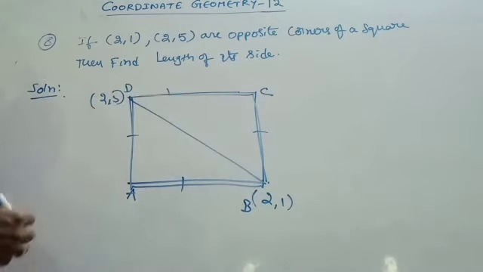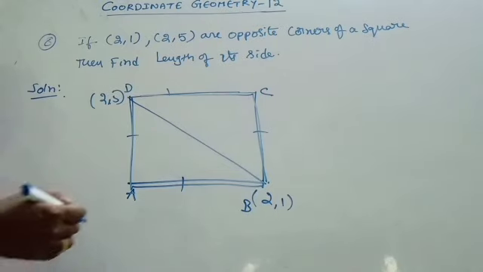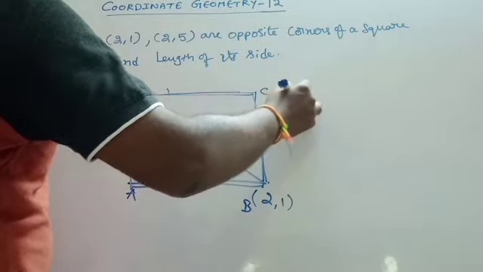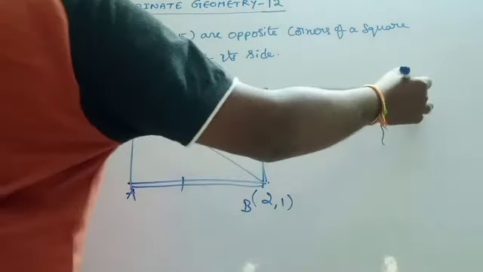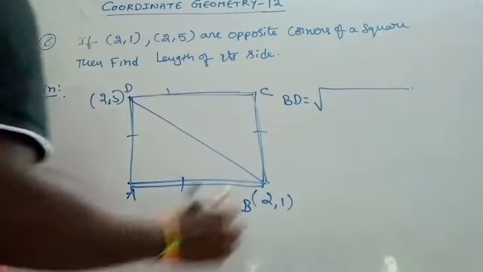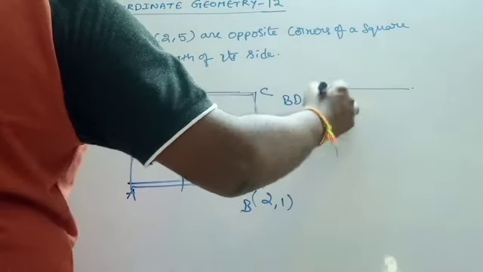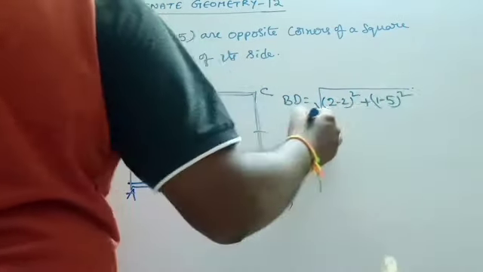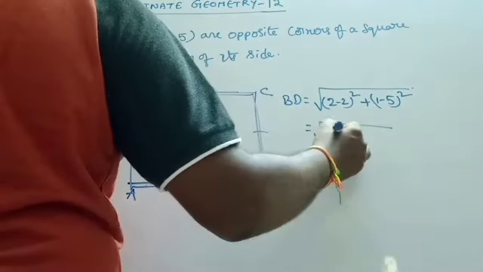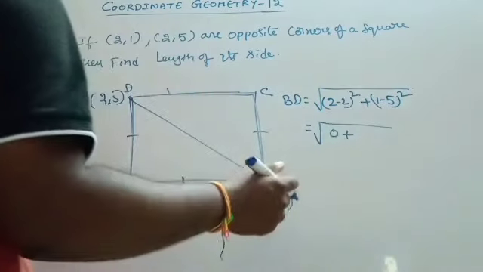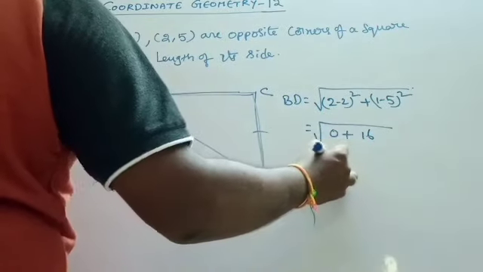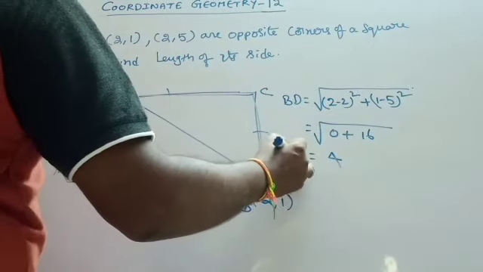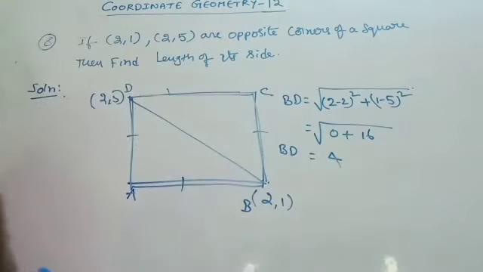Let us first find BD. BD equals the square root of, using the distance formula, (2 minus 2) whole square plus (1 minus 5) whole square. That is 0 plus (minus 4) squared, which is 16. The square root of 16 is 4. So BD, the length of the diagonal, equals 4.